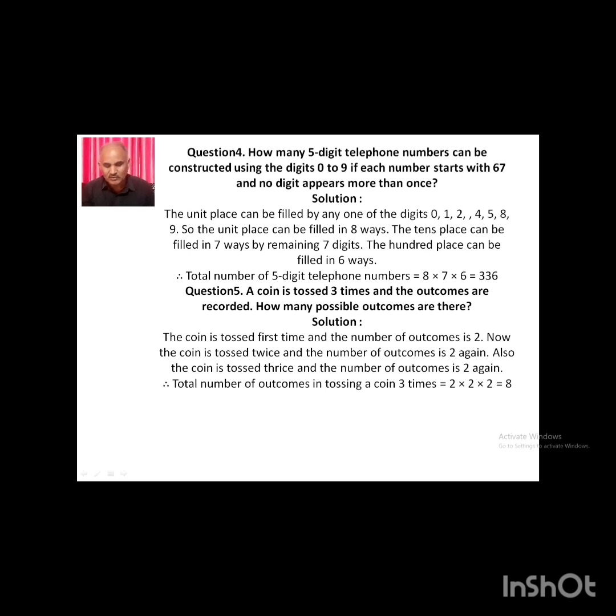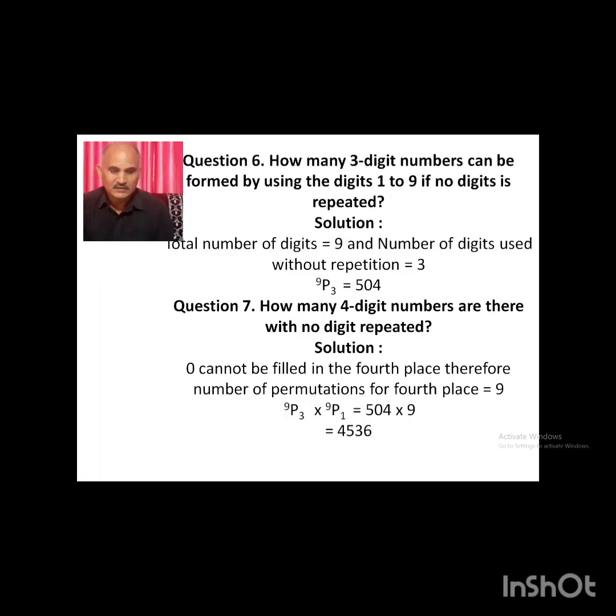So therefore the total number of outcomes in tossing a coin 3 times is equal to 2 multiply 2 multiply 2, that is equal to 8. Question number 6, how many 3-digit numbers can be formed by using the digits 1 to 9, repetition is not allowed. Total number of digits is 9 and number of digits to be used is 3. So number of permutations is 9P3, which is 9 factorial upon 9 minus 3, which is 6 factorial. So 9 factorial upon 6 factorial is equal to 504.